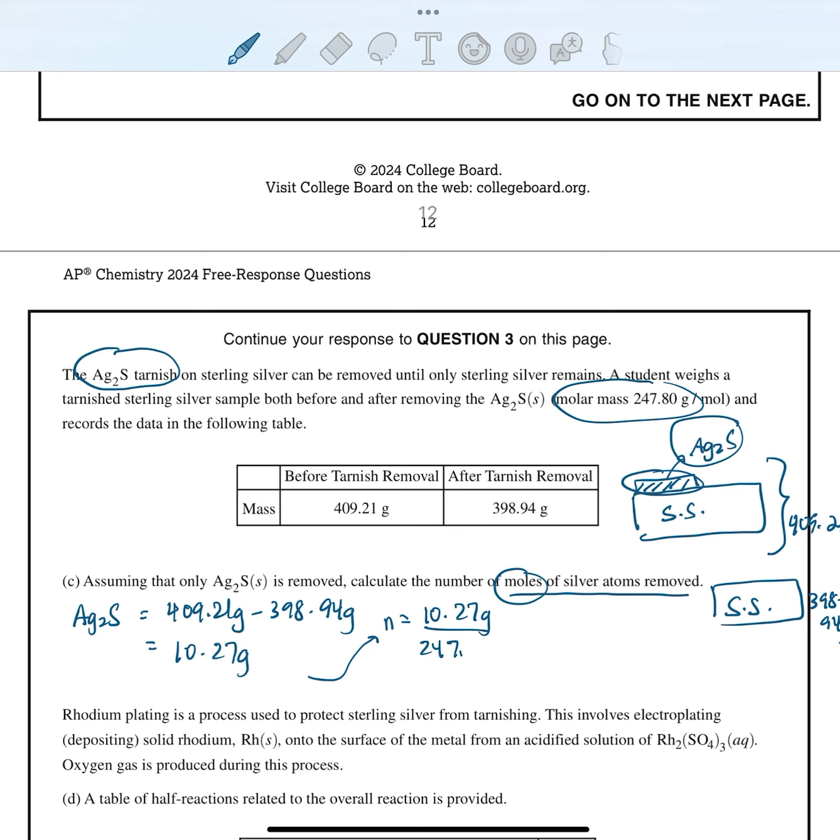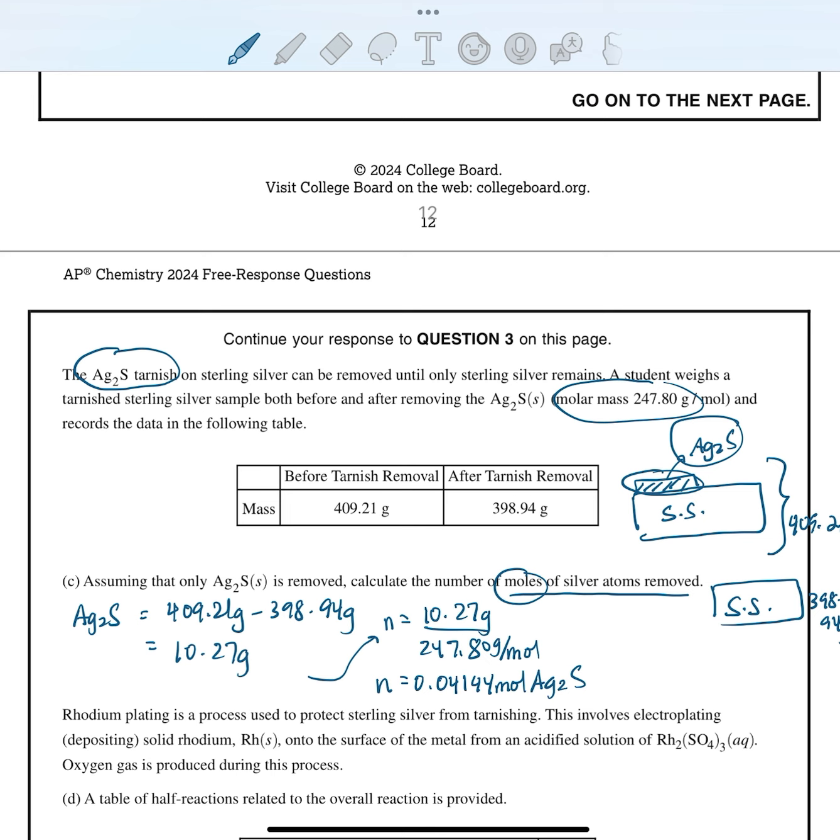So just remember, as I'm doing this, this is not the answer for silver moles. This will give me the moles of the compound silver sulfide, which is 0.04. I'll leave a few decimals, 144. This is moles of Ag2S. So that's not what I want. I want the moles of silver.